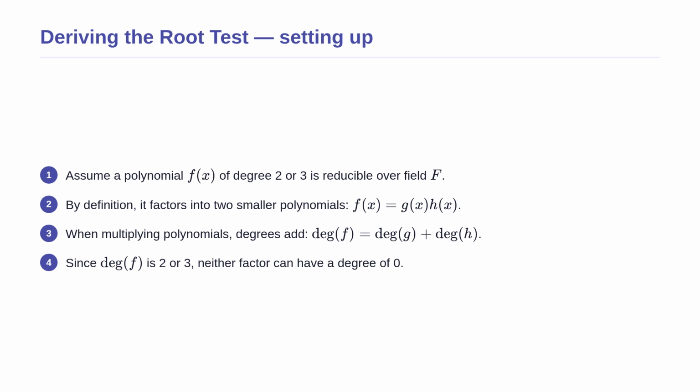Because our original degree is exactly 2 or 3 and we are breaking it into smaller valid pieces, neither piece can be just a plain number with degree 0. They must contain the variable.